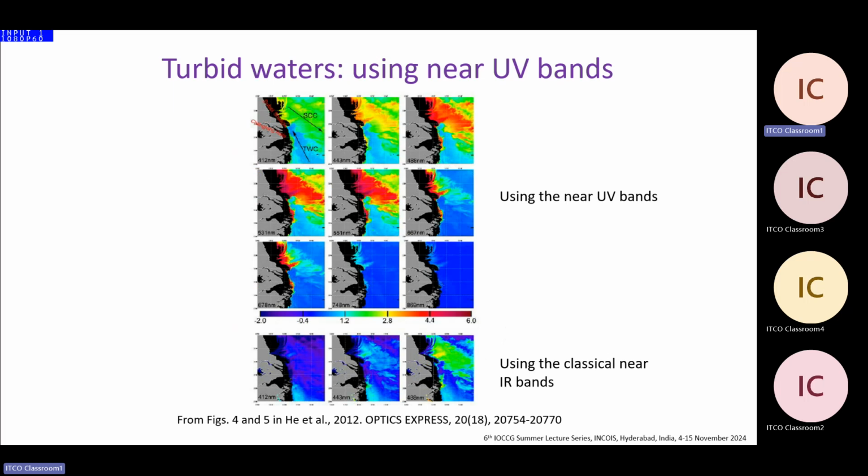And this is the application they did. The 9 plots on the top are for wavelengths from 412 to the near infrared. What they have put at the bottom as a comparison is what would be obtained using the classical near infrared bands. The bottom is only for 412, 443, and 488, which correspond to the plots on the top.